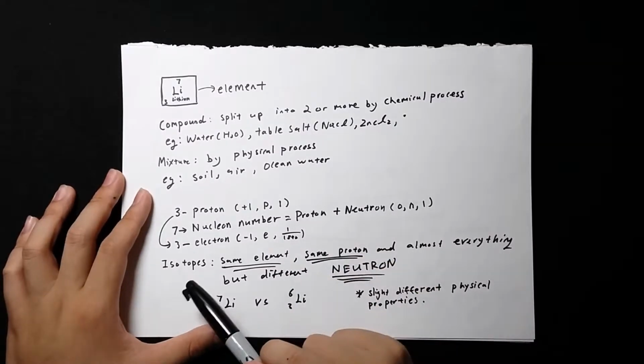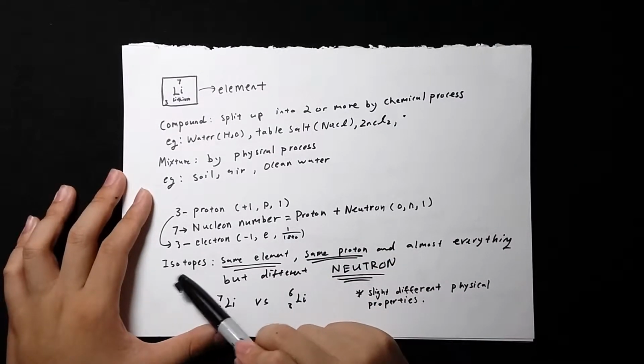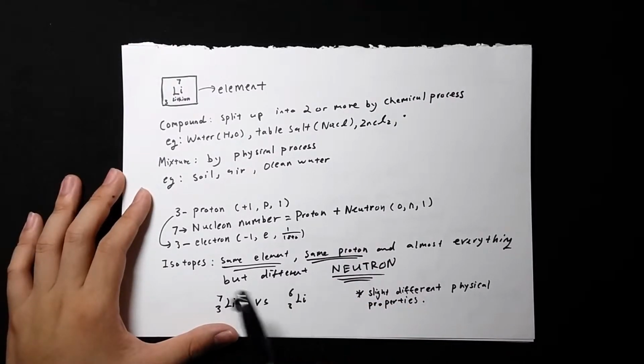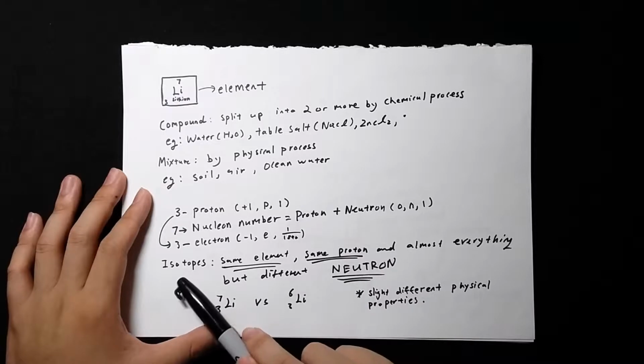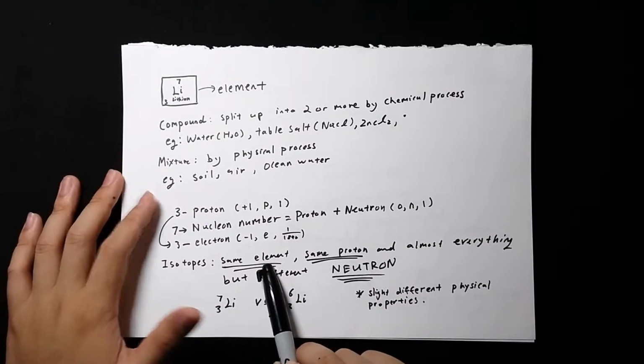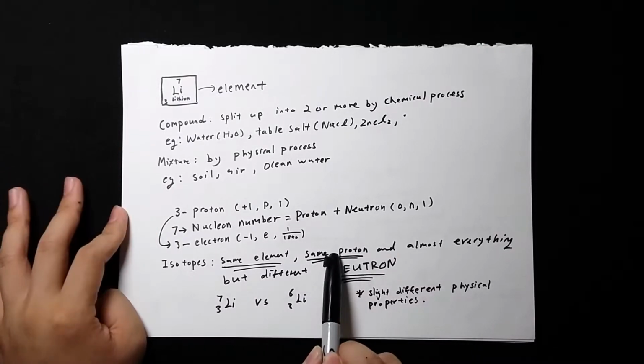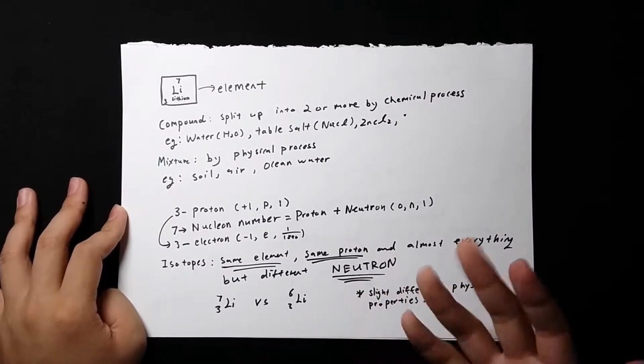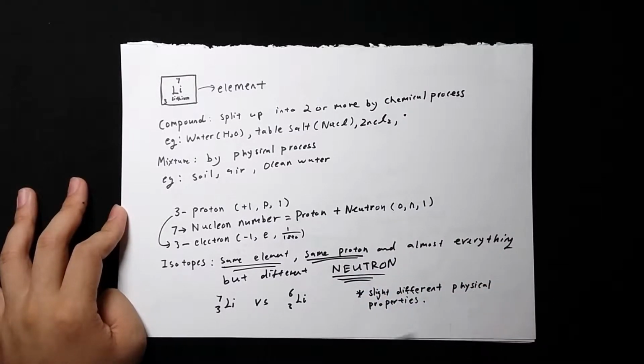The next category you need to know is called isotopes. Isotopes have a very unique definition. It's very easy to remember. The keywords are underlined here. Isotopes are the same element. Remember, it must be the same element, same proton number, and almost everything is the same chemical property. However, there's a slight difference in physical property, and a different number of neutrons.